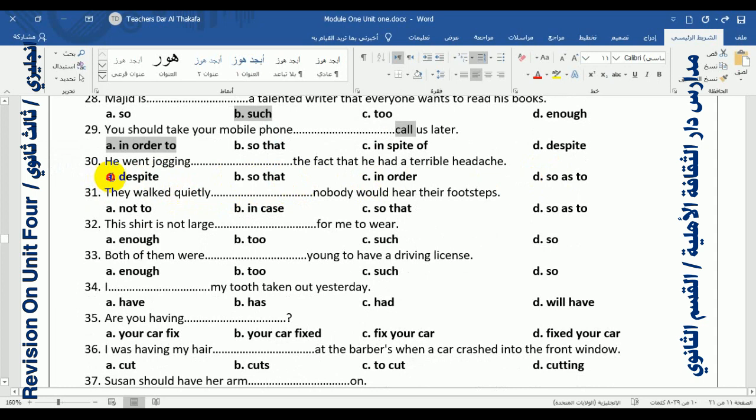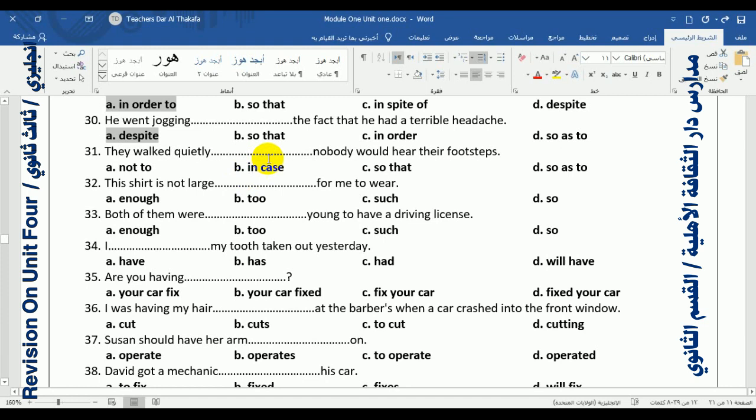They walked quietly, مشوا بهدوء. ليش؟ Nobody would hear their footsteps. عشان ما حدش يسمع صوت their footsteps. إيش أقول؟ اللي يجي بعدها جملة فيها will أو would، can أو could، زي ما قلنا قبل كده. هقول so that nobody، علشان أو لكي.